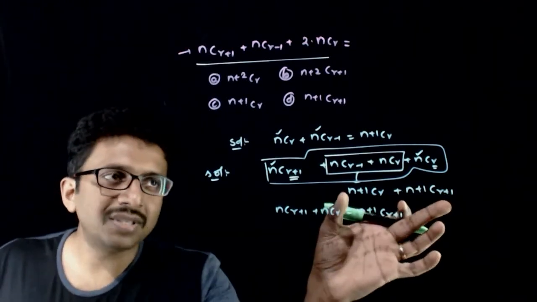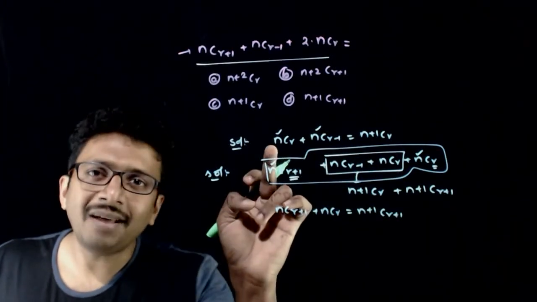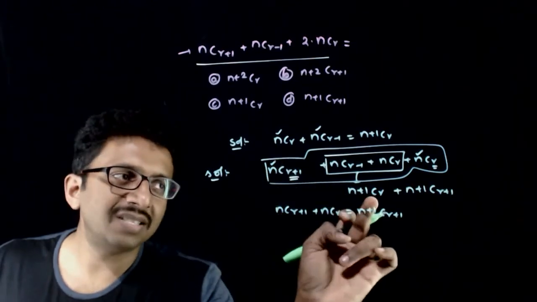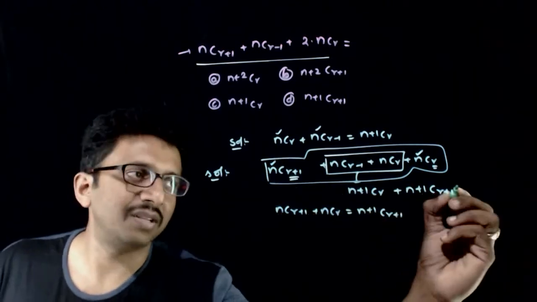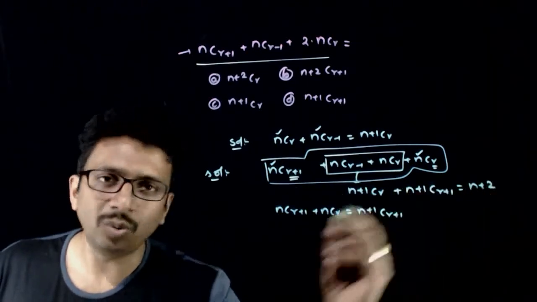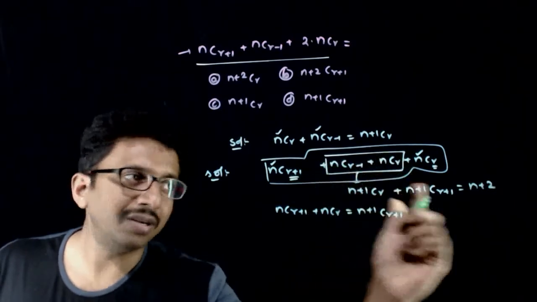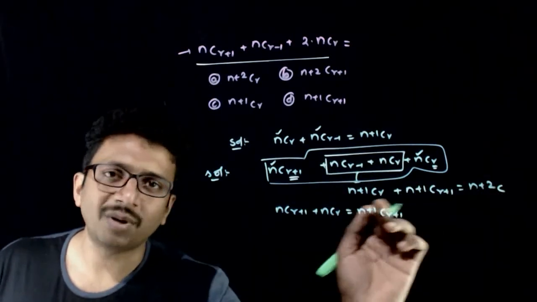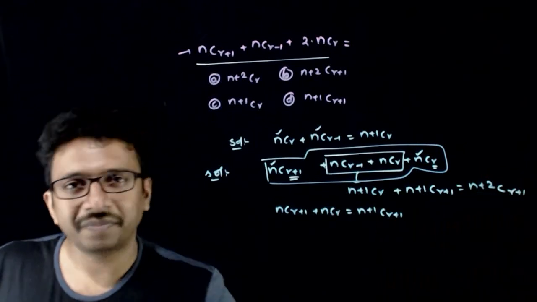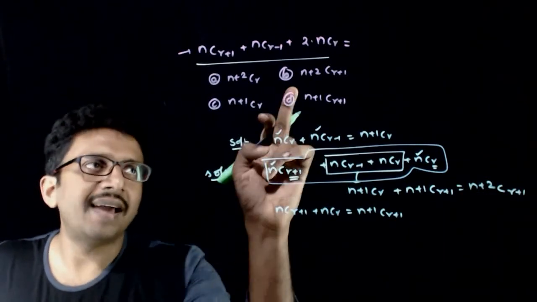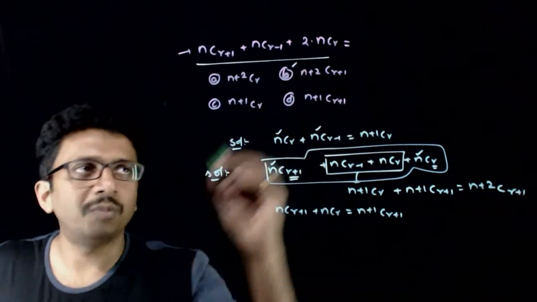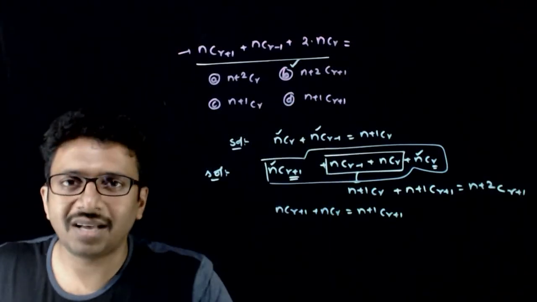Now again you use the same formula for n+1. So n+1Cr + n+1Cr+1 is equal to n+2, n will increase by 1 unit, C, the higher number of these two, that is r+1. So the sum of this is n+2Cr+1. Option B is the right answer to this question.